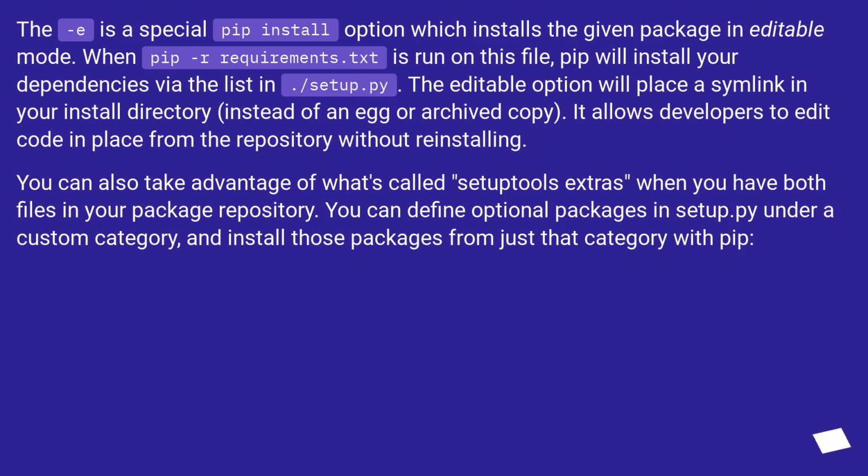You can also take advantage of what's called setuptools extras when you have both files in your package repository. You can define optional packages in setup.py under a custom category, and install those packages from just that category with pip.